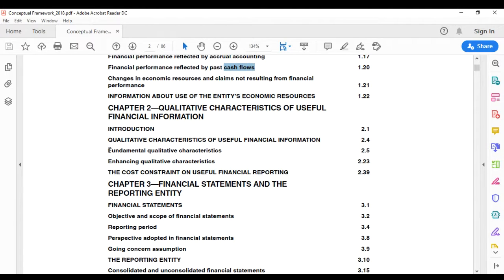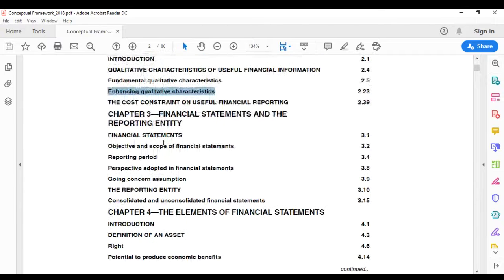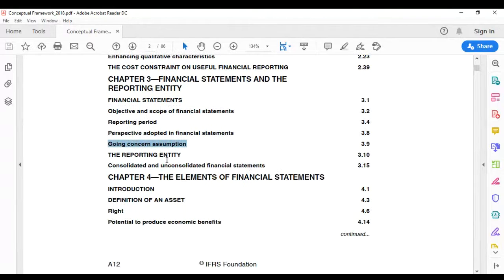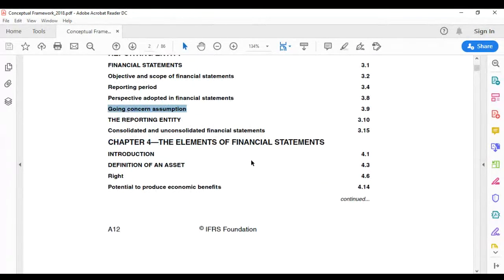So we'll see when we get there, with fundamental qualitative characteristics and also enhancing qualitative characteristics. So we'll discuss each of them at that stage. In Chapter 3, what we are going to be looking at would be the objective and scope of financial statements, the reporting period, the going concern assumption. This is what they refer to as the underlying assumption, and we're briefly going to talk about the reporting entity.